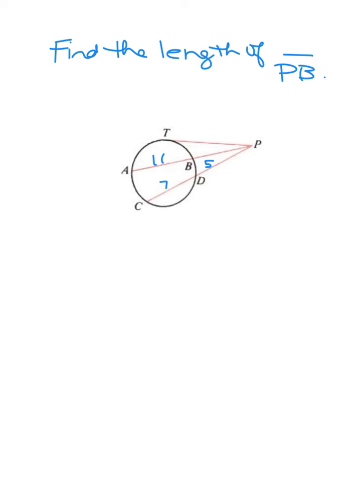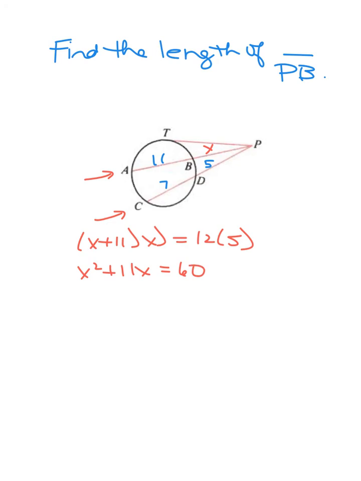In our last example today, we're asked to find the length of segment PB. So I'm going to make that x. Now I have two secant segments I'm going to work with. So I know AP, the whole segment, is x plus 11 times the outside, which is x, is equal to, in PC, the whole piece there is 12 times the outside, which is 5. So I have x squared plus 11x is equal to 60. I'm going to bring everything to one side and see if I can factor it.